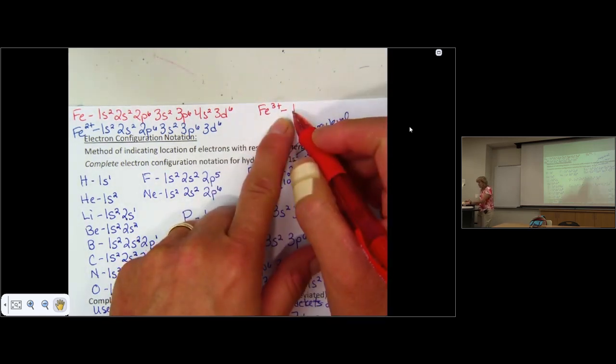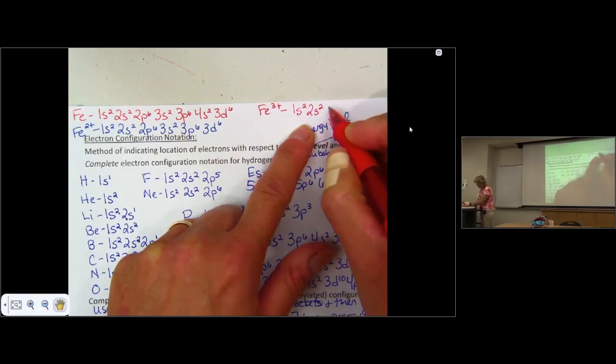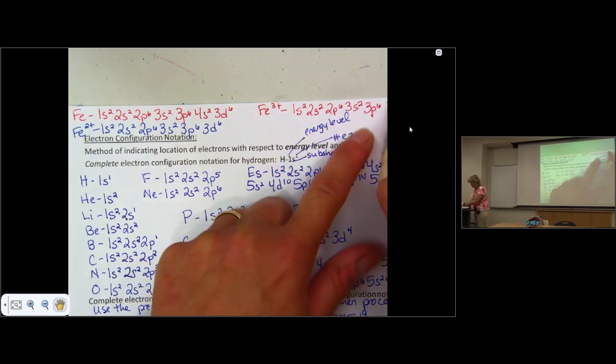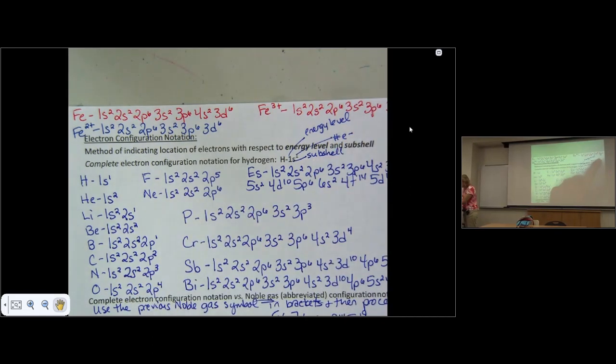Okay? So the whole thing now for iron 3+ is 1s2, 2s2, 2p6, 3s2, 3p6, 3d5. Yes or no? Okay.